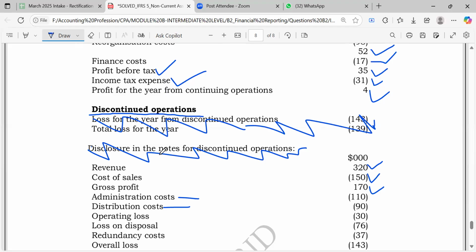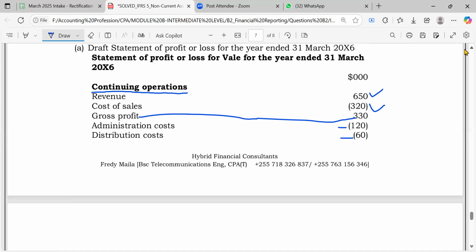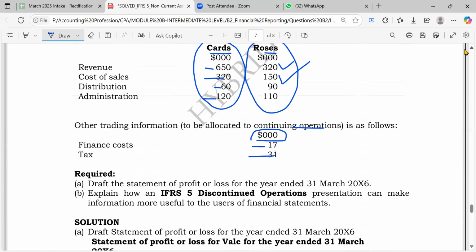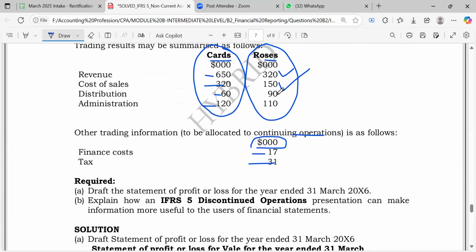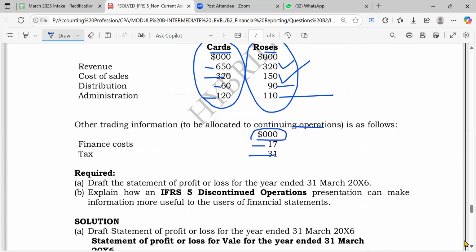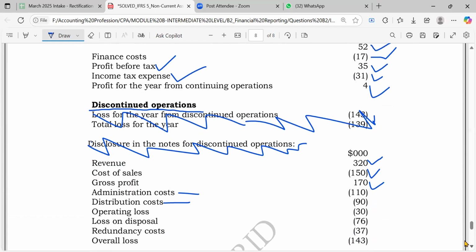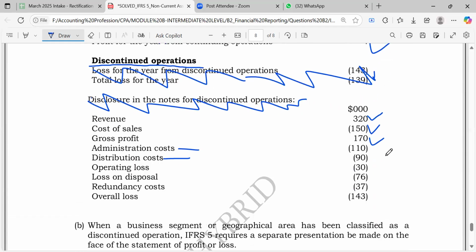So let's go for the admin costs and the distribution costs. Distribution is 110 and administration is 90. So you have 110 plus 90, which is 200. Deduct the 170 and you have a loss of 30. Operating loss. If you have a loss, you don't expect to have the tax here.